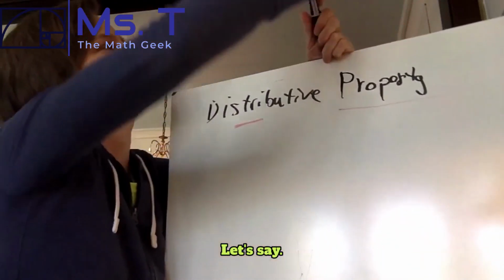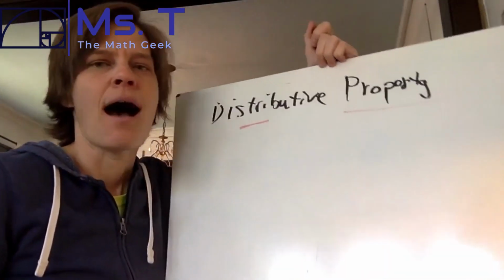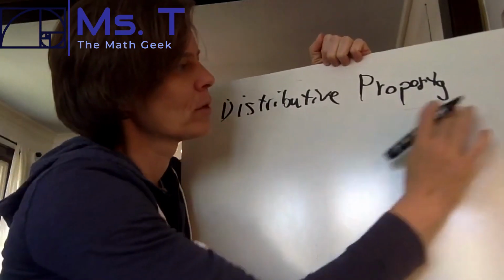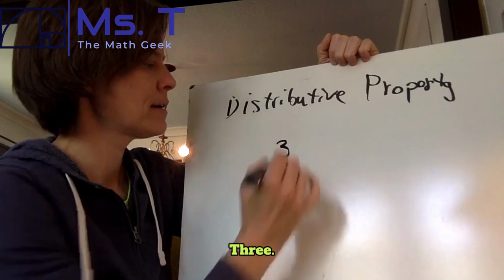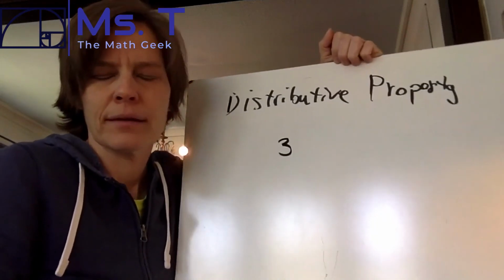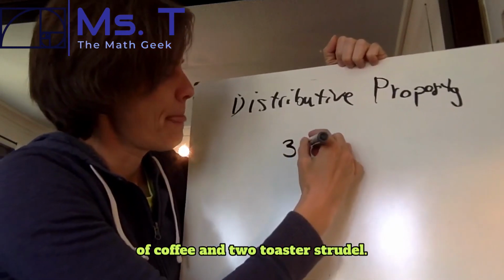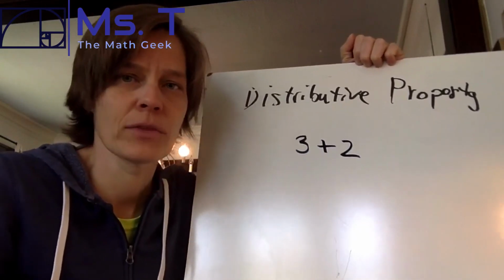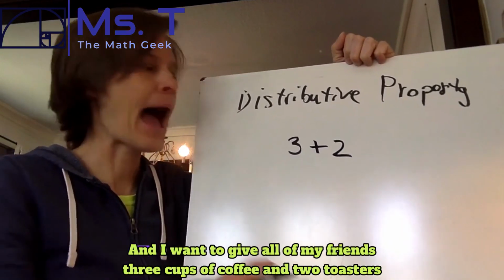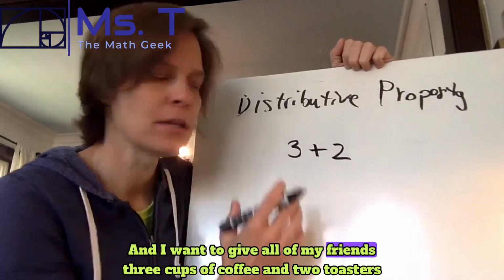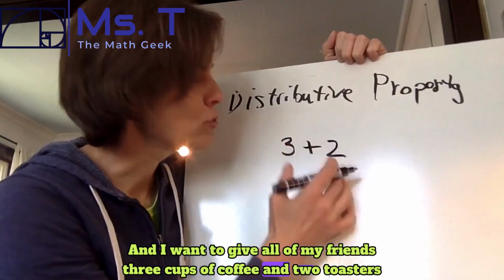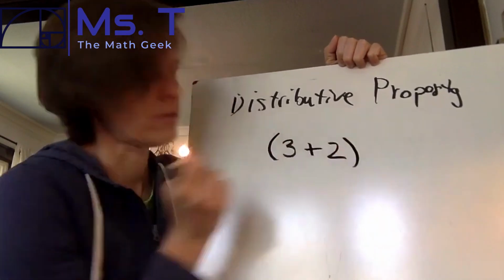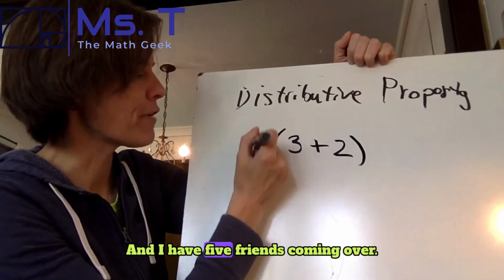Let's say I have 3 cups of coffee and 2 toaster strudel. And I want to give all of my friends 3 cups of coffee and 2 toaster strudel. Okay? And I have 5 friends coming over.